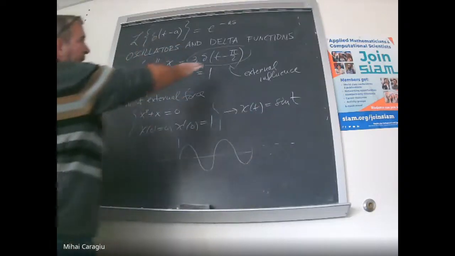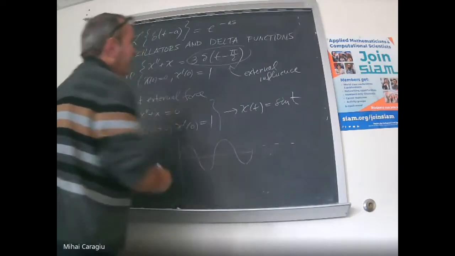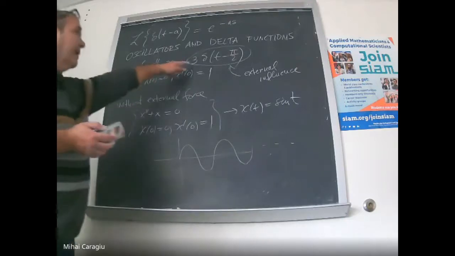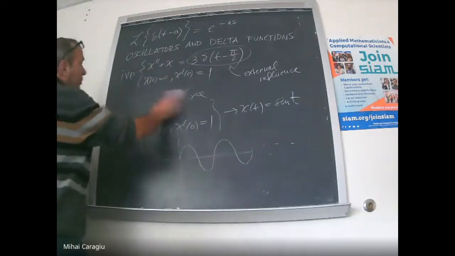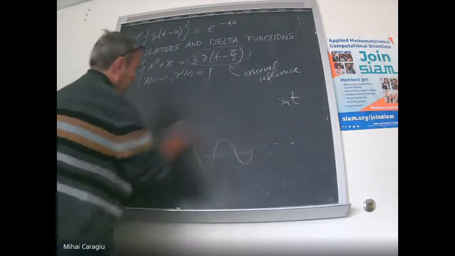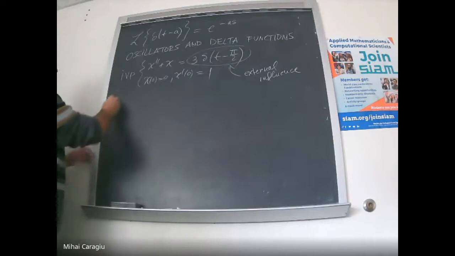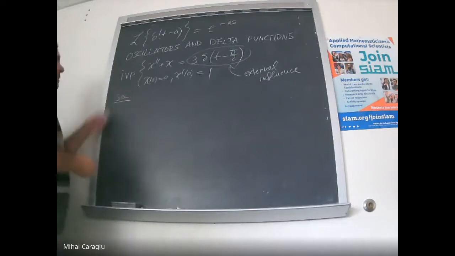But now we have to bring in this action, sudden action, an impulse, if you want, or a shock received by the oscillator in the positive direction at the moment pi over 2. Okay, so let's see. Let's solve this initial value problem.